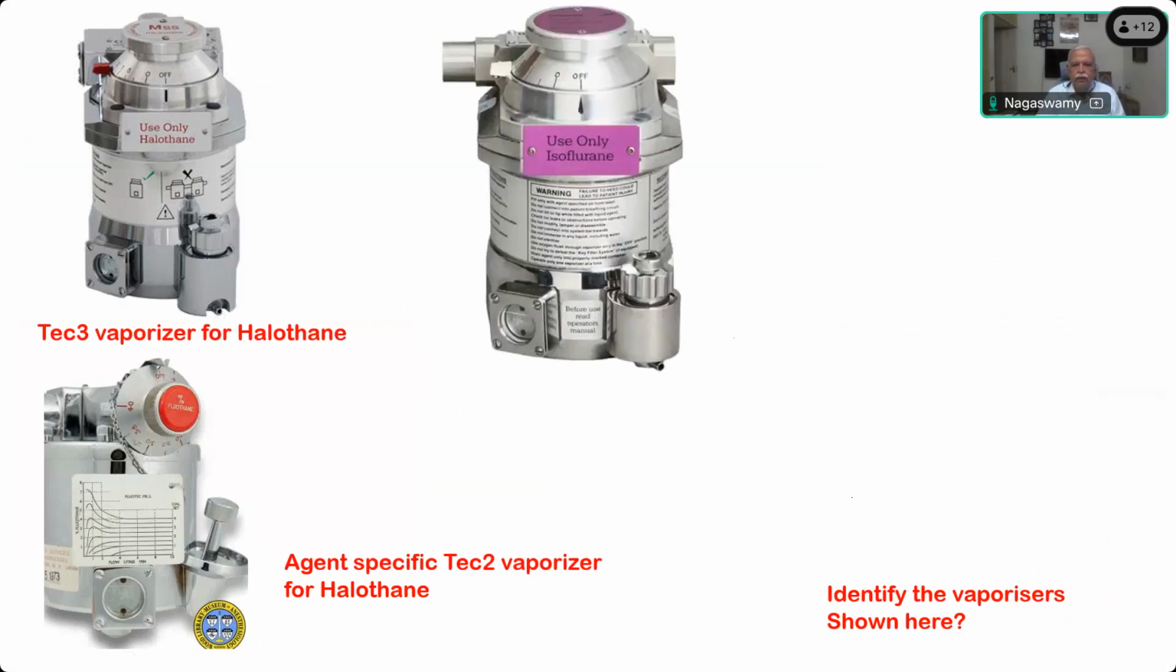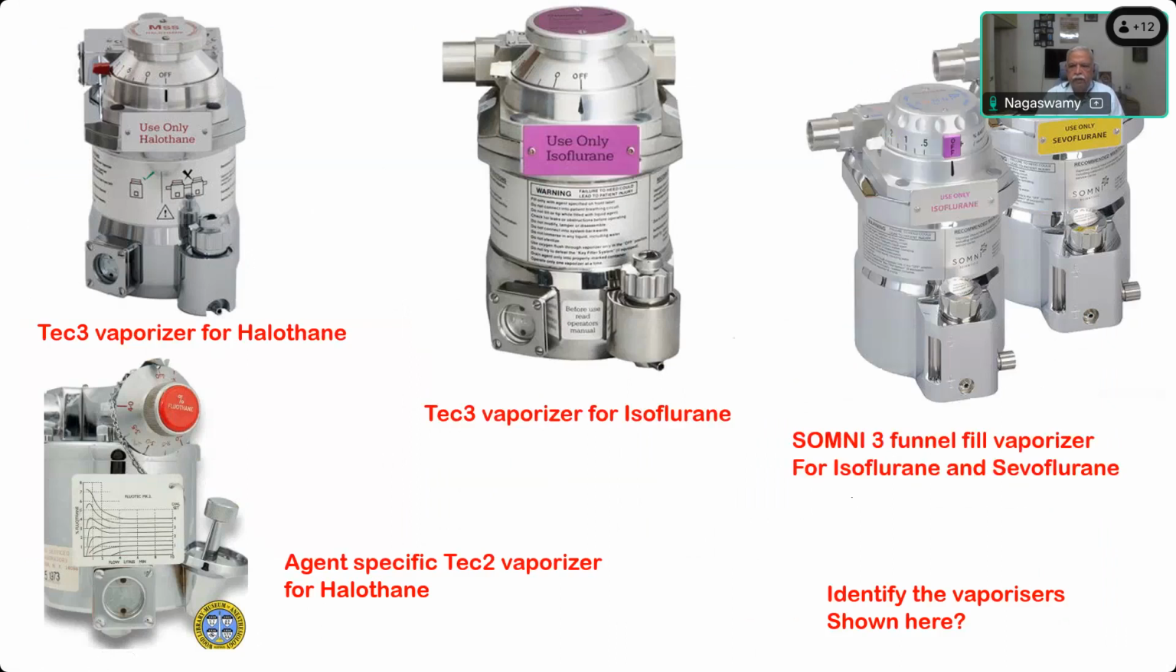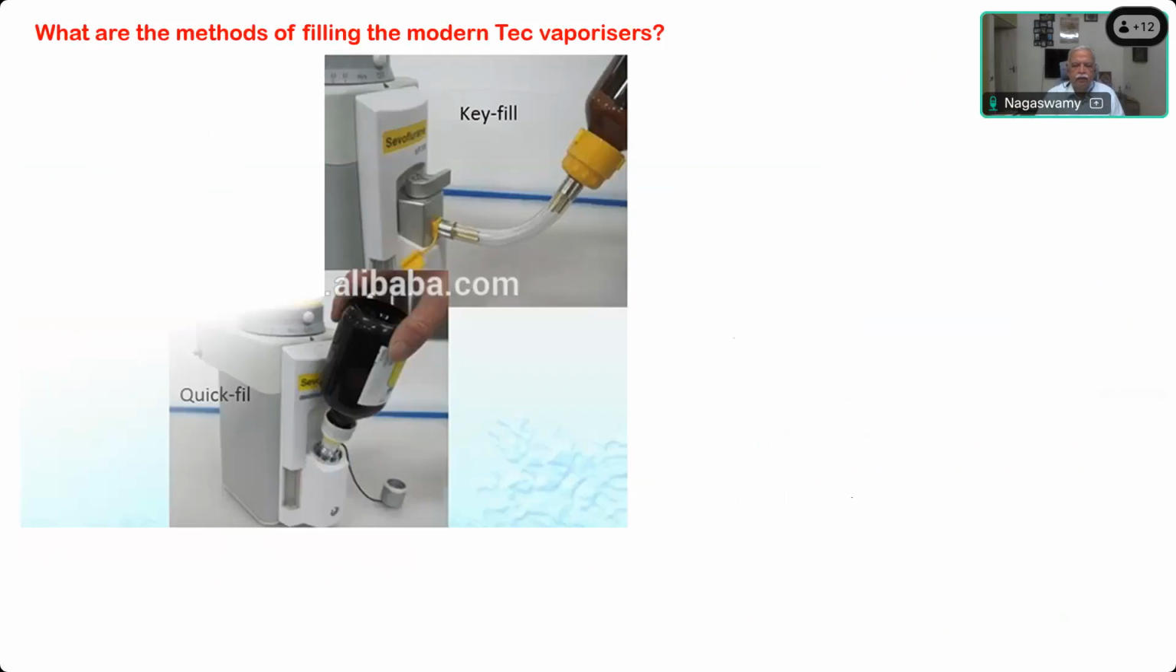In the older machine, you can see that much better here, the spanner-like thing which has a gap to unscrew that nut. So again you can see the drain tube here. It is also a Tec 3, for isoflurane, and this is the Somni 3 funnel type filler for isoflurane and sevoflurane. I just wanted to add these pictures for making you understand.